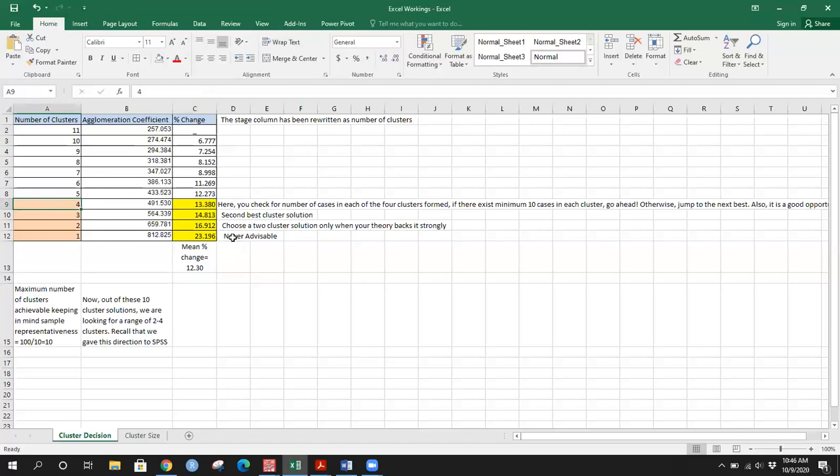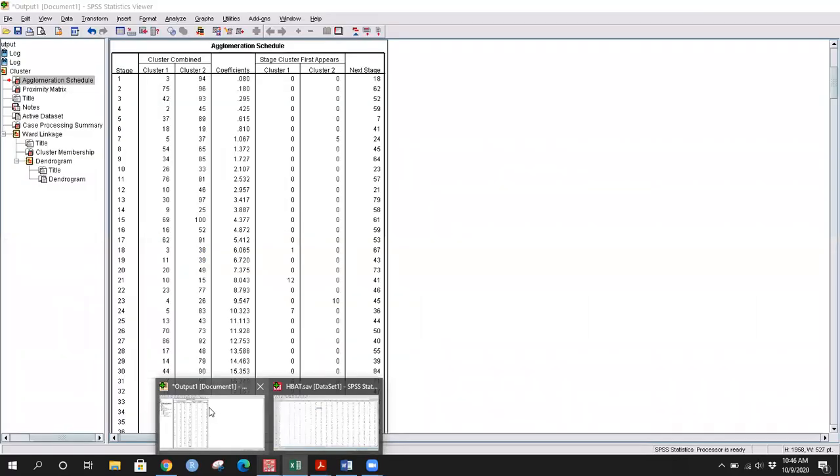So please note it down that 4 cluster solution might be good for us. But hey, please hold on. Right now, you can't be sure whether a 4 cluster solution would do the good job. Why so? Because when you see that you can have a 4 cluster solution, what you will do is this. Go back to the output.